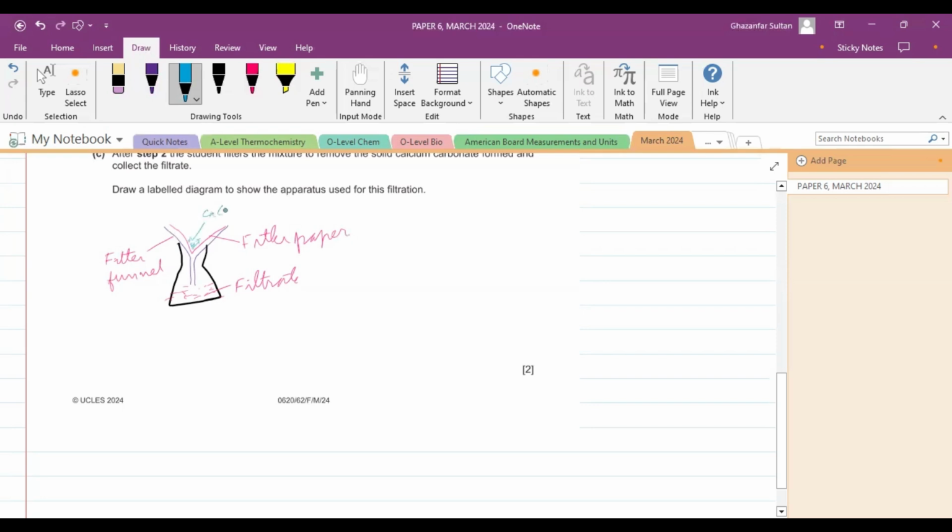This is solid calcium carbonate. Mention that it is solid. And if you want, you can label it as well. Conical flask or Erlenmeyer flask. Its name is Erlenmeyer flask. We say conical because it is conical in shape.